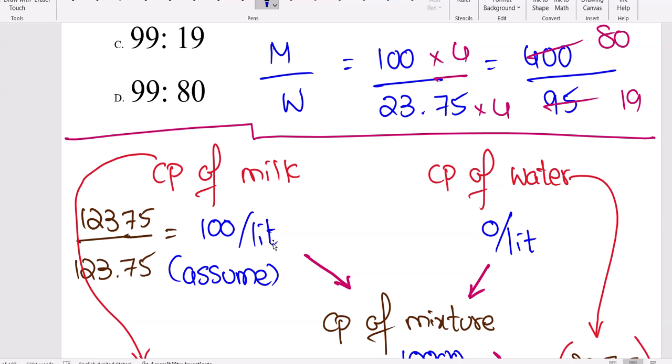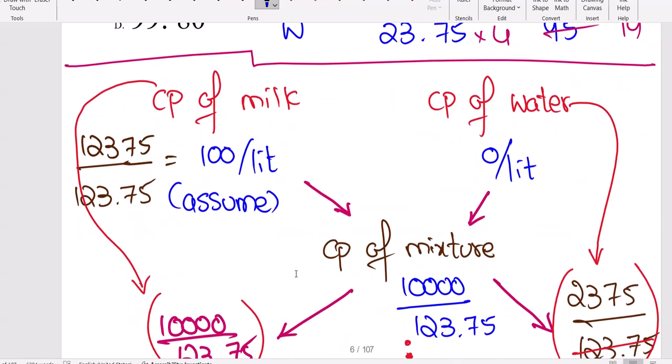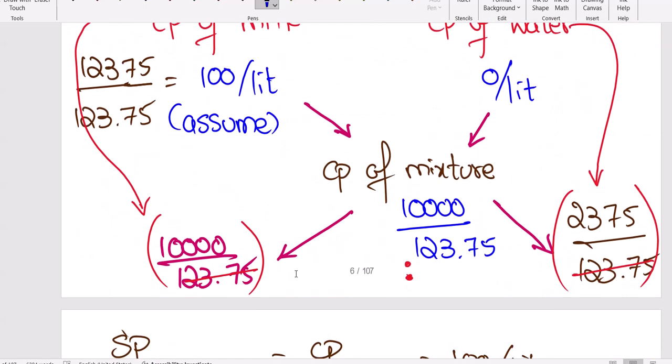For that 100 only you are calculating the cost price of the mixture. If this is 200, the same related one will come. And in this ratio, it will cancel. If you take 200, that effect will be in the numerator here also. You will get 20,000 divided by 246 or 247 something. Here also that effect will be there in the ratio, and it will cancel.